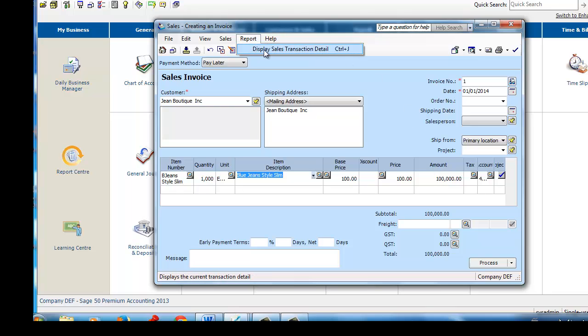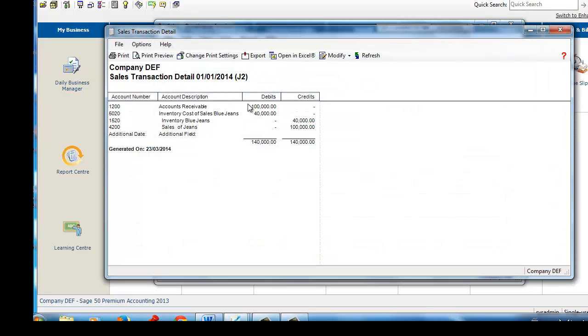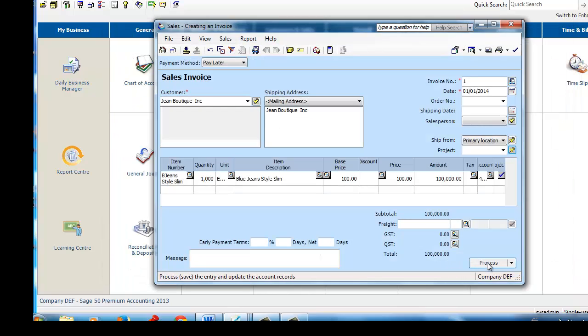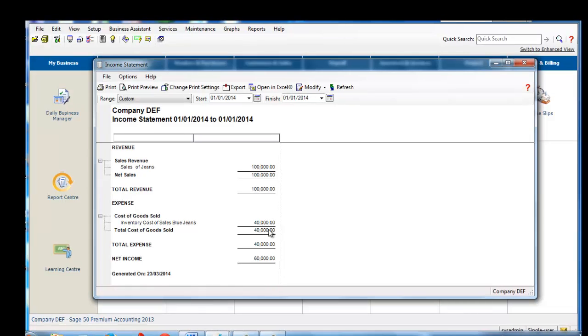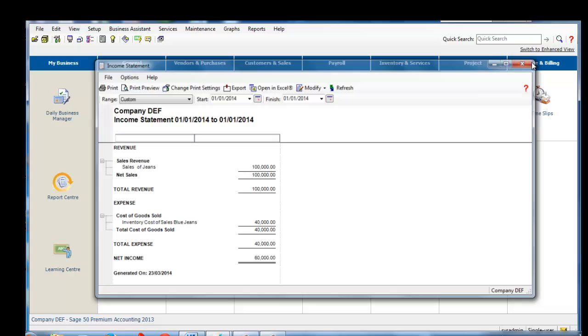What is the entry? The journal entry will be debit accounts receivable $100,000 and credit sales of jeans for $100,000. Our cost of sales is $40,000 and our inventory on these blue jeans will reduce by $40,000. Now process the entry. $100,000 sales, $40,000 the cost of sales, and I have a net income of $60,000.